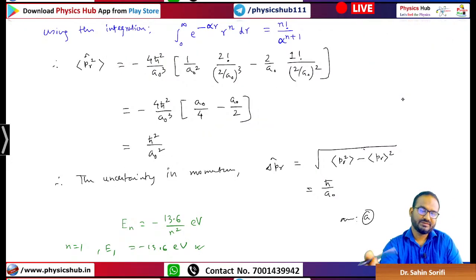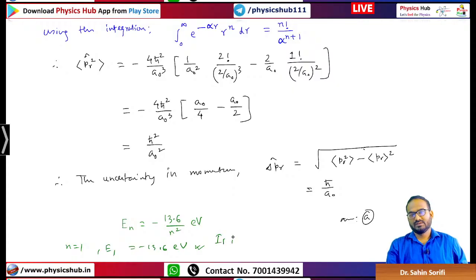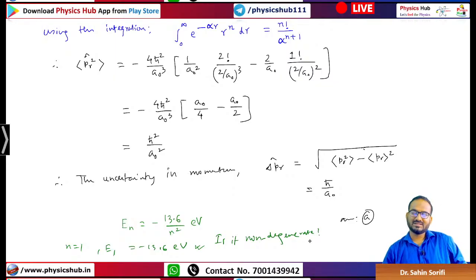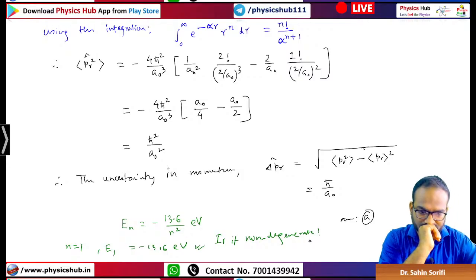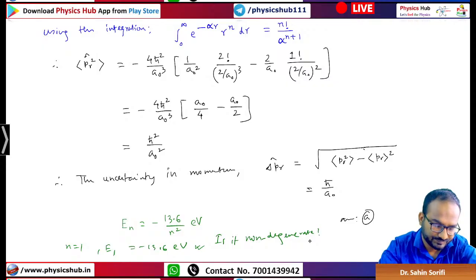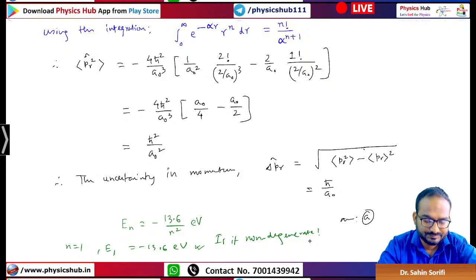Okay, so what I was talking about, energy level of the hydrogen atom. So is it non-degenerate? Understood my question? For n equals 1 we are getting E1, for n equals 2 we are getting E2, and so on. Does that mean the hydrogen atom doesn't have any degeneracy? Can anyone tell me? Murli, Harry, Kartik, Fatima. What do you think?